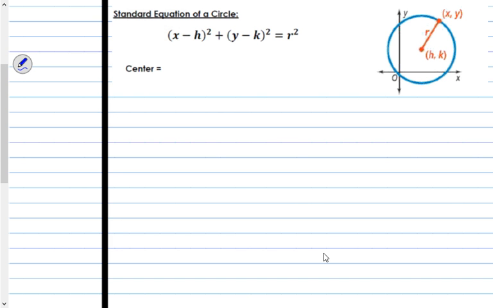The standard equation of a circle is (x - h)² + (y - k)² = r². And the center of the circle is (h, k). As you can see right here, (h, k) is the center of a circle. X and y are a point on the circle, and r is the radius.